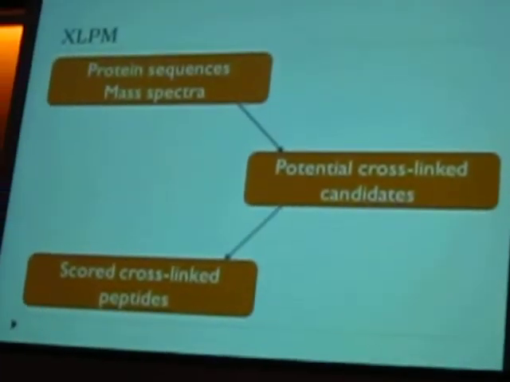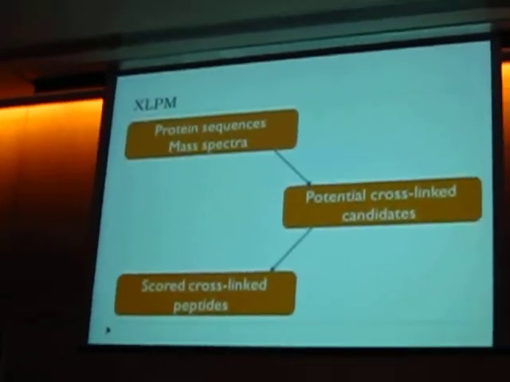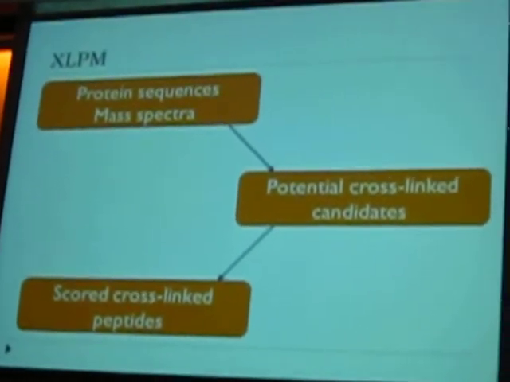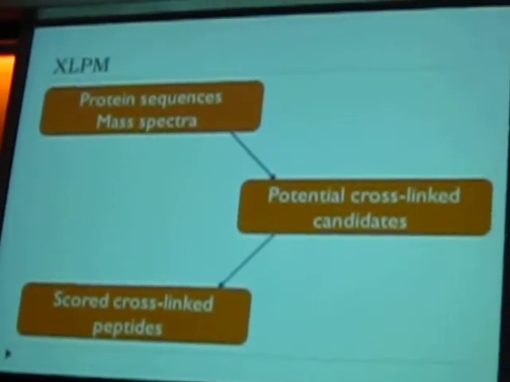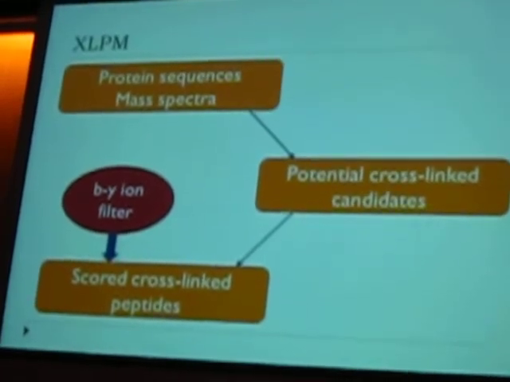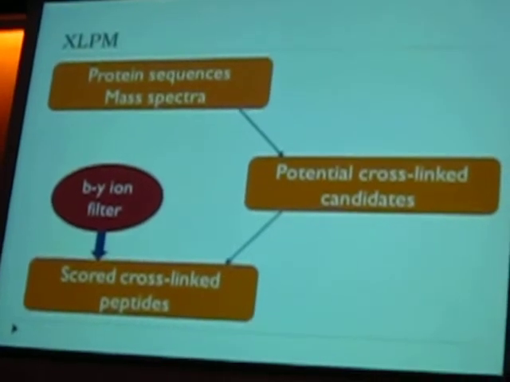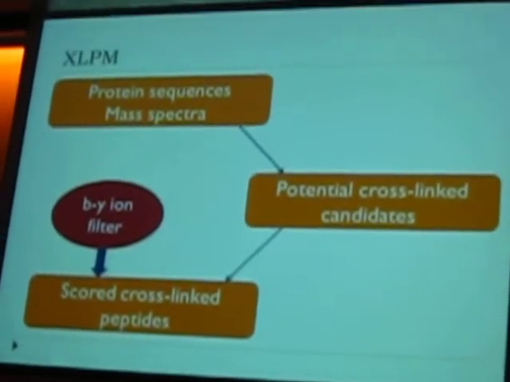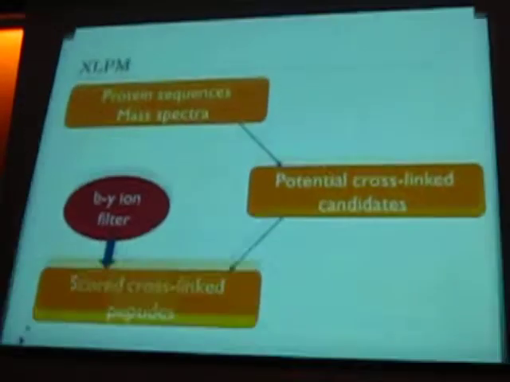So a typical pipeline would be: we have protein sequence and mass spectra, we find potential cross-link candidates while filtering down using all the input parameters, and then score the cross-link peptide while observing whatever fragment ion spectra we got. And this is one unique thing we did here: we developed a filter called the BY-ion filter, so that we are not really using the entire spectrum of a peptide to score it. Instead, we are using a subset of the spectrum, but we are getting the result of the same efficiency.